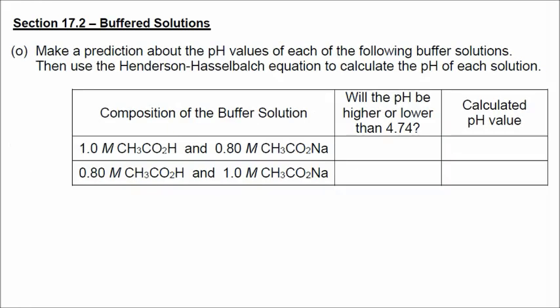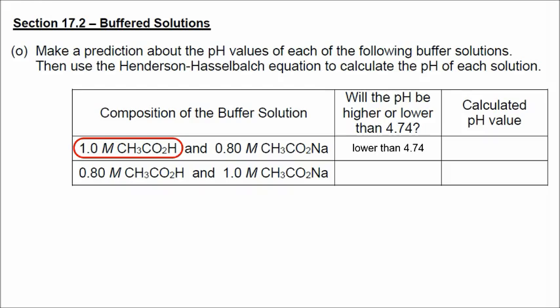So here we have buffer solutions that contain both acetic acid and sodium acetate, but this time the concentrations of the two components are not exactly the same. In our first example, we have 1 molar acetic acid and 0.8 molar sodium acetate. Will the pH be higher or lower than 4.74? Well, considering the fact that we have a little bit more acid than base, it is logical to assume that the pH will be slightly less than 4.74.